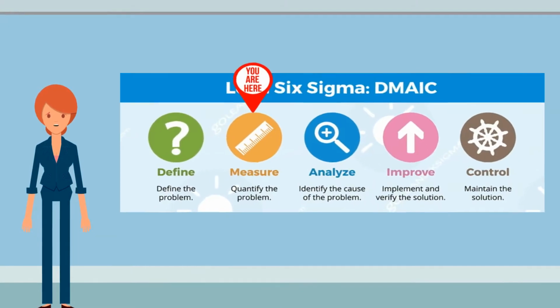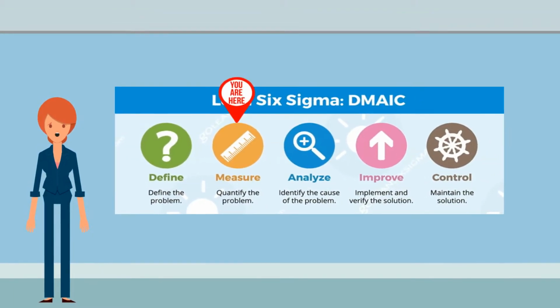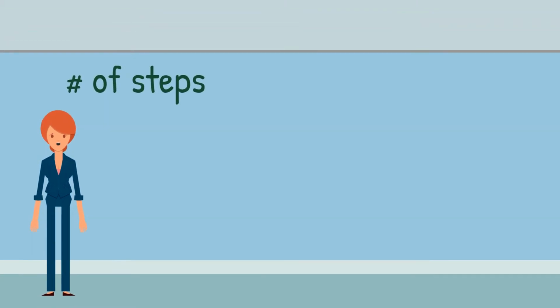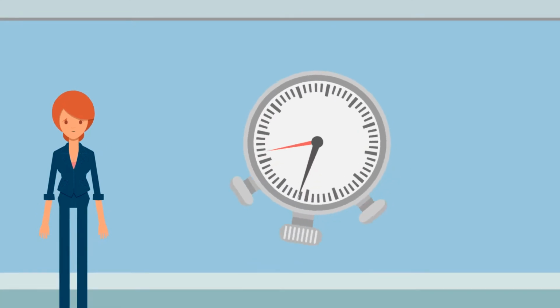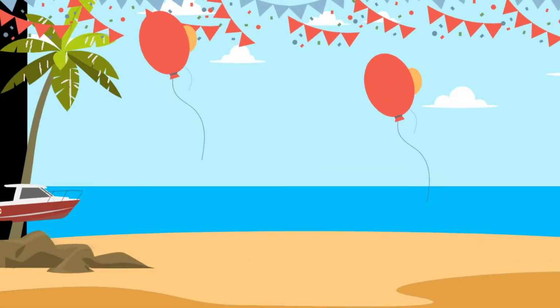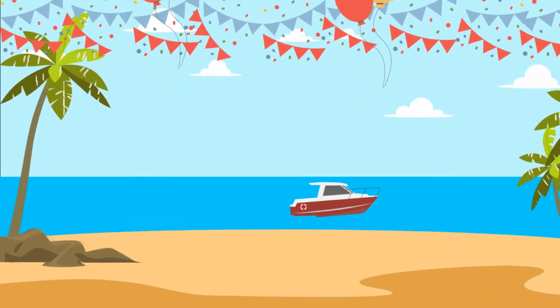We like to use the process map in the measure stage of DMAIC because we are keeping track of the number of steps in a process, the number of people and departments involved in that process, as well as the amount of time that each of those steps takes. Today we're going to practice by building a process map on taking a trip to the beach, which is where we all want to go.